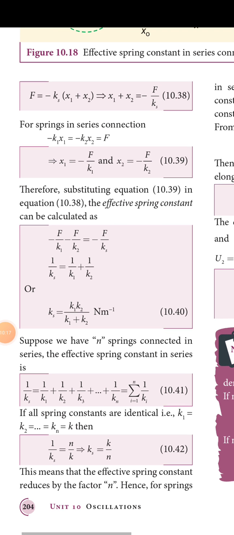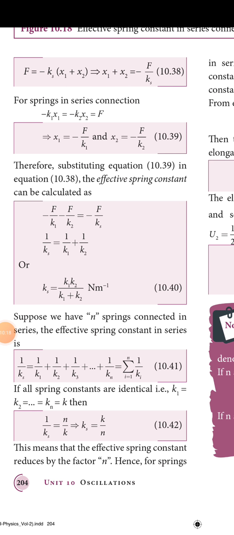Suppose we have n identical springs connected in series. The effective formula for 1 by k is as in equation 10.41. In a similar way we can write 1 by k is equal to n by k. So k is equal to k by n.